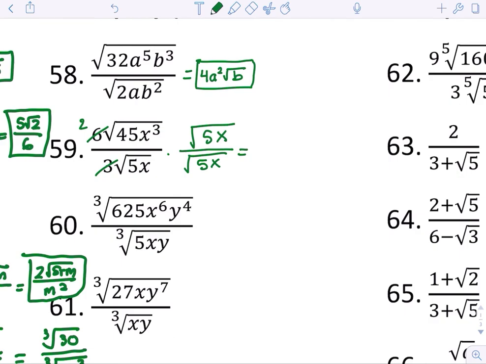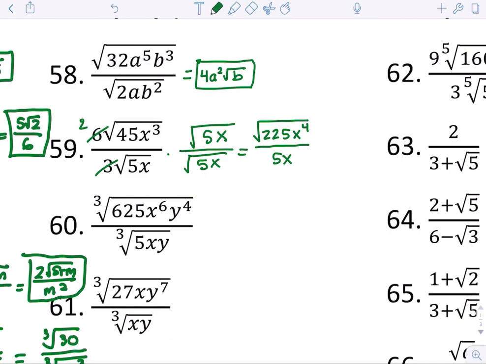Okay, so 5 times 45, you guys, is 225. X to the 4th, all over 5x. Right, because 5 times 5, that's 5 squared. I'll show you guys. That'd be 5 squared and x squared, but remember, this square root eliminates these powers of 2's, so it'll only leave us 5x.